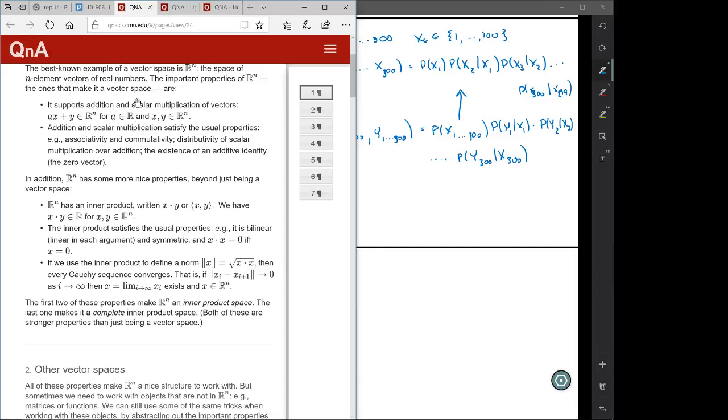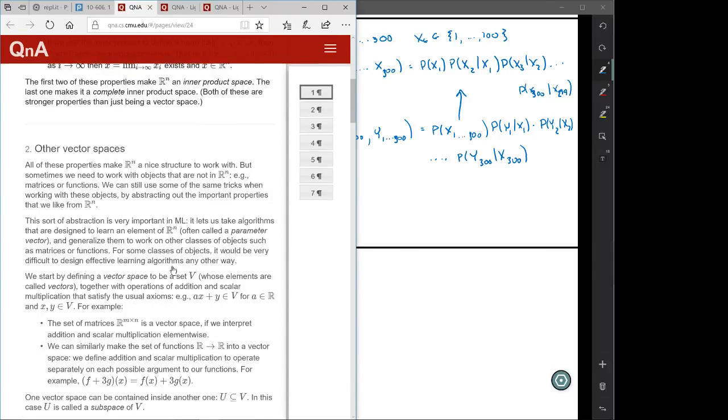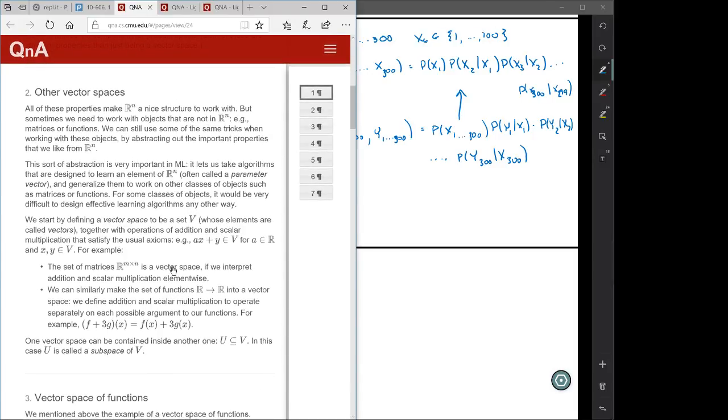These properties, we're going to say make it a vector space. These first two properties here, we're going to say make it an inner product space, which is a type of vector space where you have an inner product. And this makes it what's called a complete inner product space. So there are other vector spaces besides just Rn.